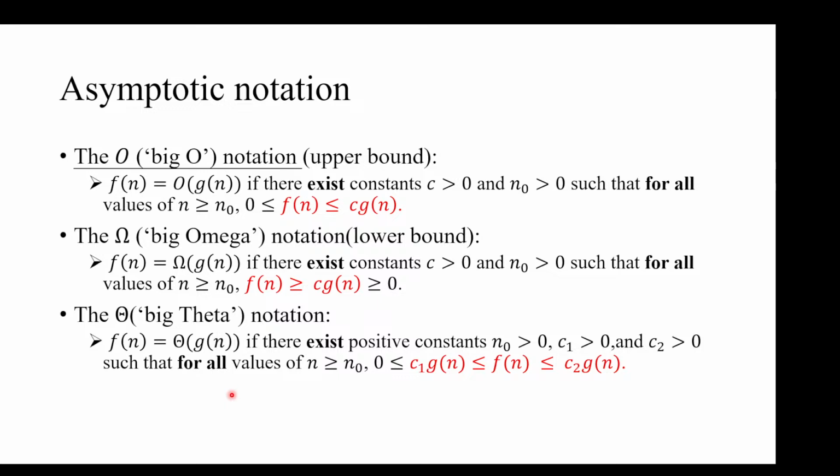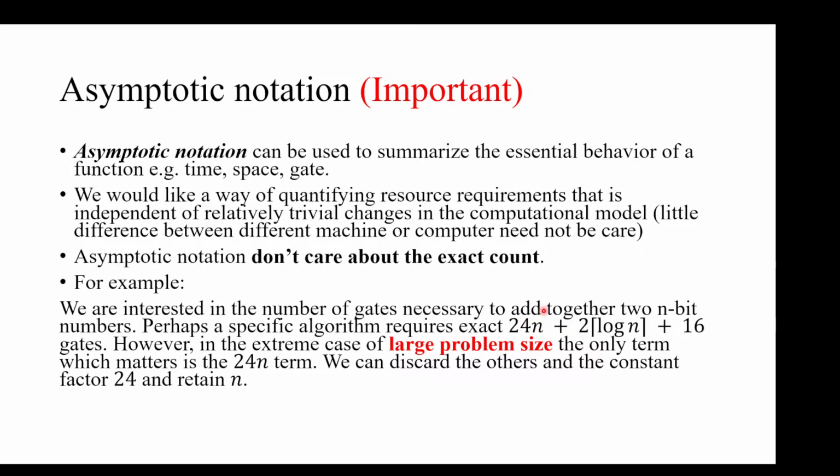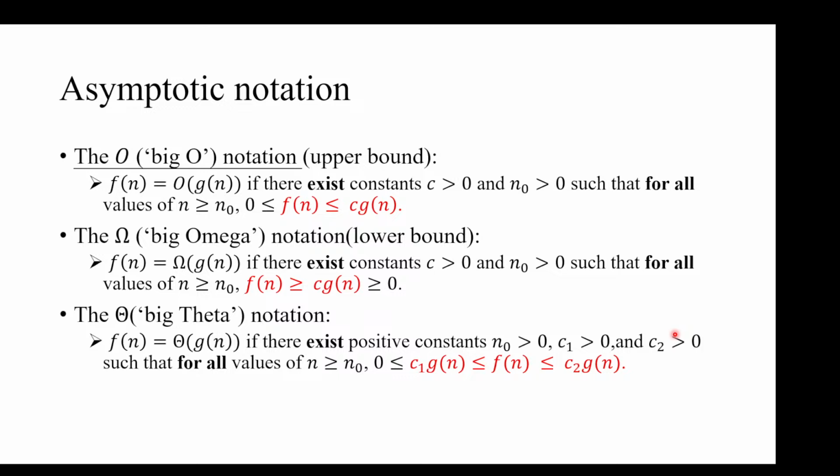To formalize the intuition we have here, we introduce the big O notation, the big omega notation, the big theta notation, etc. These notations tell us how you pick out this n inside 24n plus 2 log n plus 16. Big O notation is like an upper bound of some function.